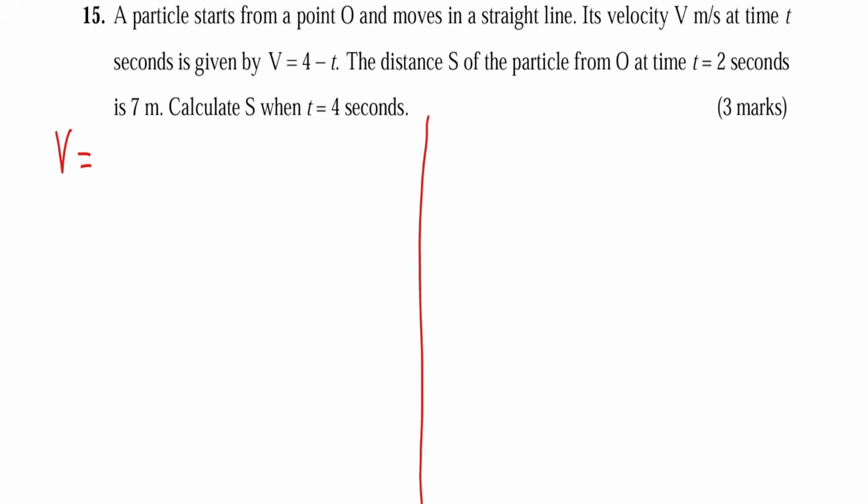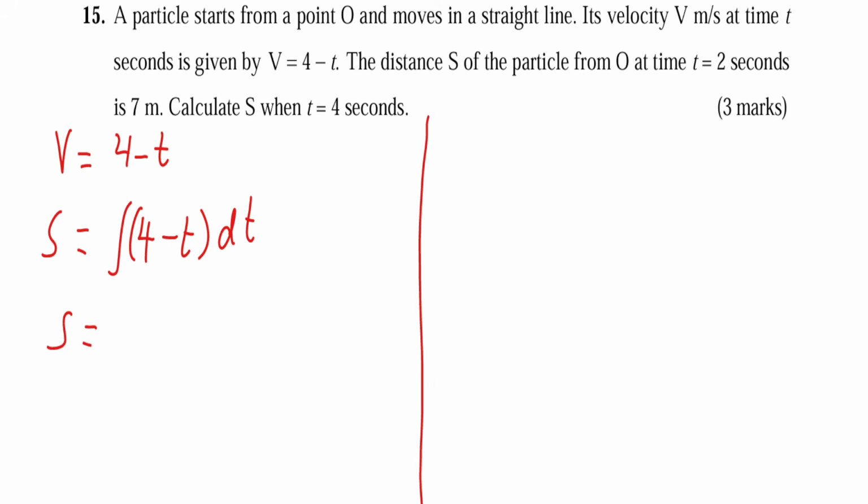Now v is given by 4 minus t, but we need to find s. We've been given the distance s at time t equal to 2 seconds, and that is 7 meters, but we don't know the function for s. If you know the function for s, then we could use that function or equation to find the value of s when t equal to 4 seconds. Come on. So let's find the function of s. And how do you find the function of s? You only find it if you integrate 4 minus t.